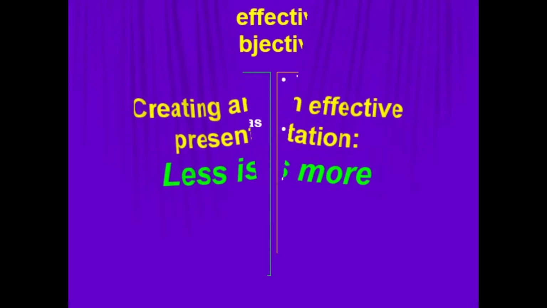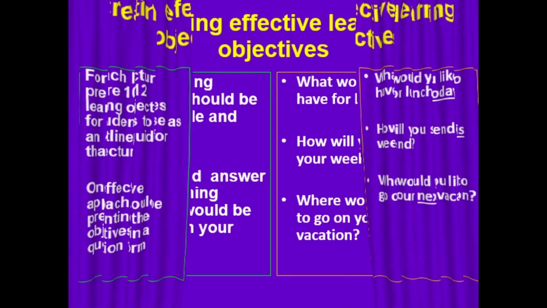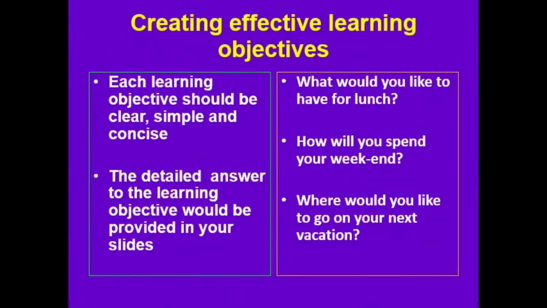This lecture is about creating an effective lecture and organizing it for a classroom audience or an online audience. For each lecture, typically you need to create learning objectives, 10 to 12 per lecture, and these objectives should be very concise and very specific, and sometimes they can be presented in the form of a question.